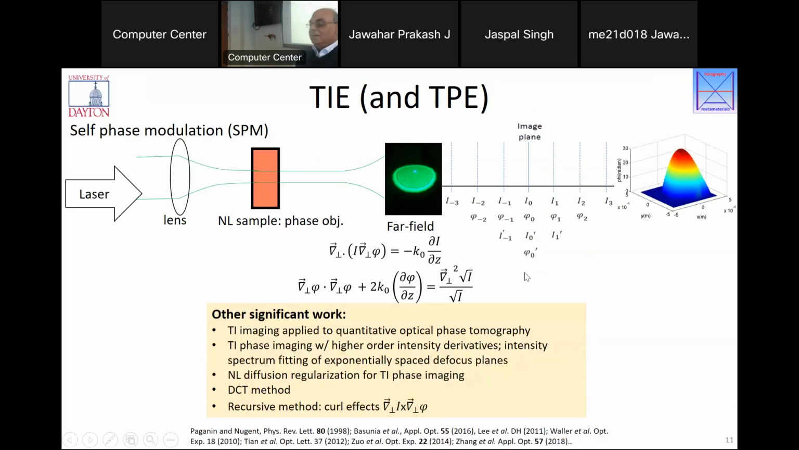As I said, transport of intensity is only one part of solving the Helmholtz equation. So what we tried is to use both transport of intensity and transport of phase, because one provides a check on the other. We published this work in about 2016. Again, same kind of thing. So here is our phase object. What did we do for the phase object?